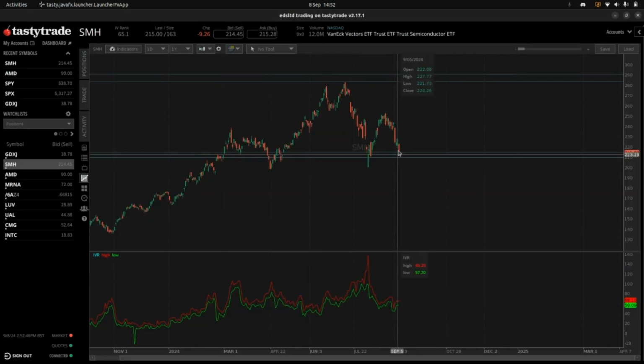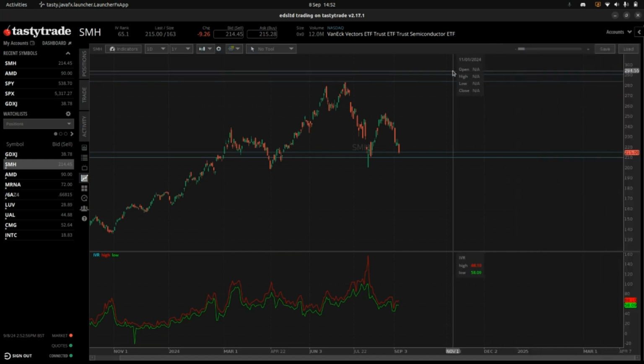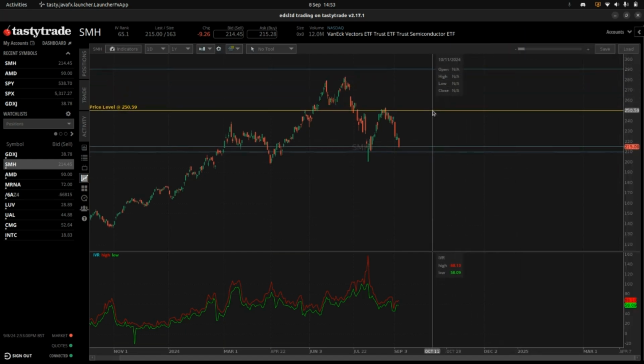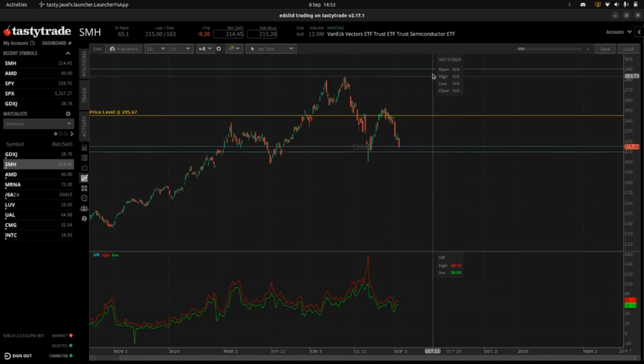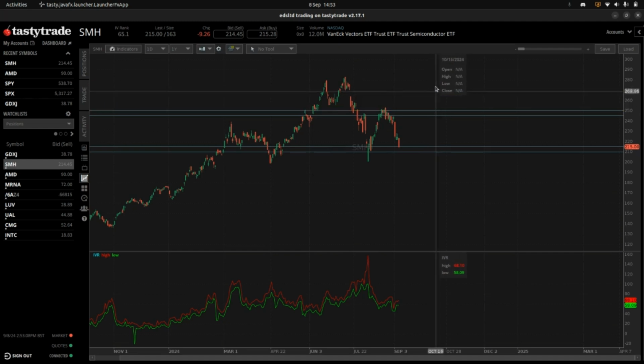Okay, so let's put up the order chain. We bought back the 285, 290 spread and then sold the 245, 250. So we moved this side down to 245 and 250. There we go.